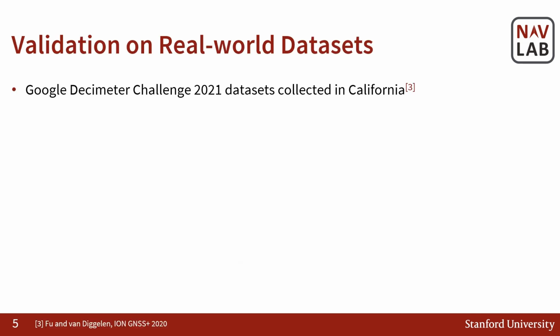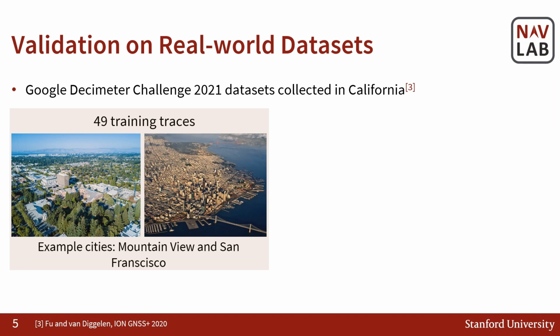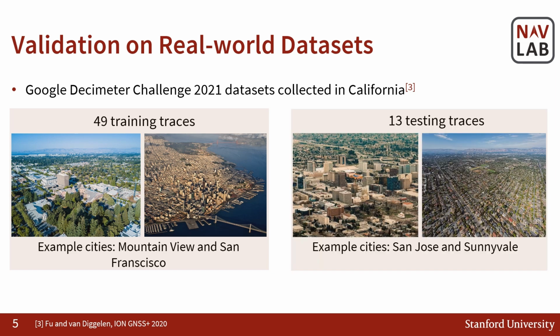We also validate our approach on real-world datasets. Specifically, we use the Google Smartphone Decimeter Challenge 2021 datasets, which are collected in different cities in California. We use about 49 training traces, showing example cities such as Mountain View and San Francisco, and then we test our approach on 13 testing traces collected in cities such as San Jose and Sunnyvale. Note that we also stress test our approach on using additional datasets in Los Angeles.